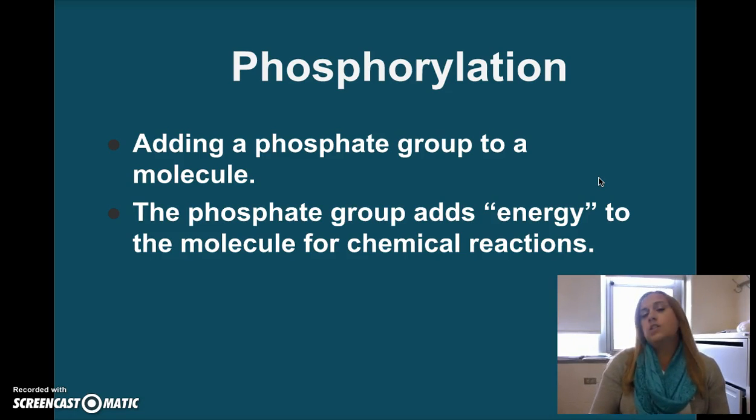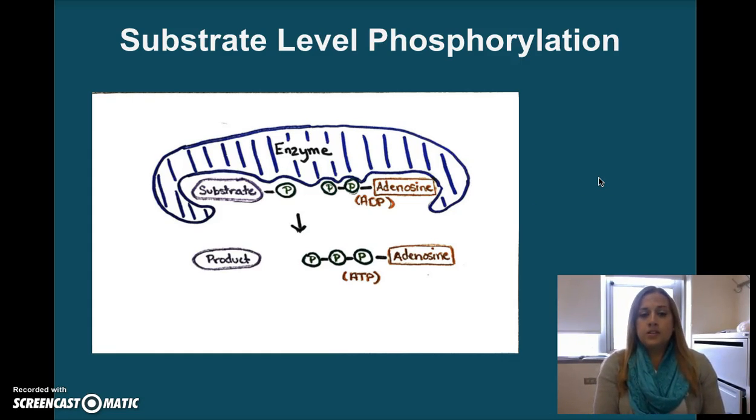Phosphorylation, we mentioned it in chapter 8, is anytime you add a phosphate group to a molecule. And when that phosphate group is added, it's going to add energy to the molecule for chemical reactions. What we're looking at here is an example of one type of phosphorylation. This is substrate level phosphorylation. What that means is you have a substrate here that has this extra phosphate group.